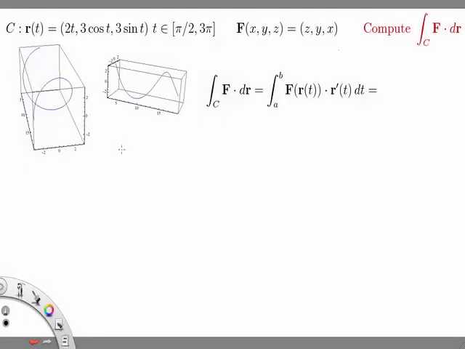Let's take another look at an example from section 2. This time let's use the fundamental theorem of calculus to compute the line integral of F dot dr over C for our vector field F of x, y, z equals z, y, x over the helix 2t, 3 cosine t, 3 sine t, where t runs from pi over 2 to 3 pi.